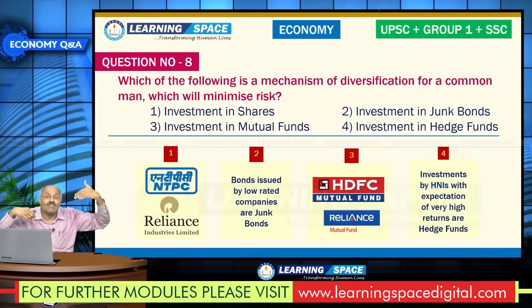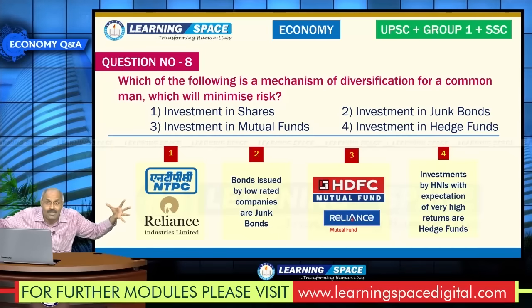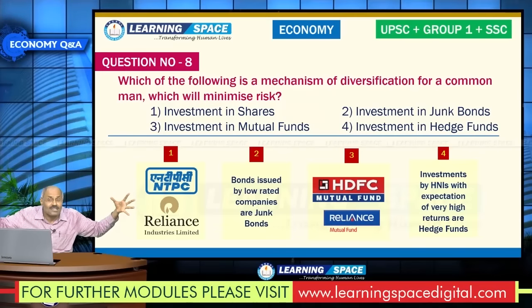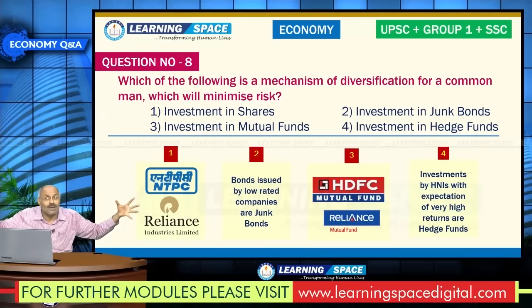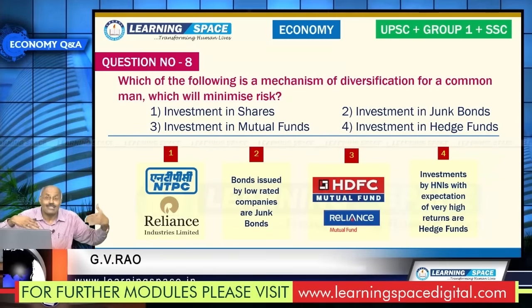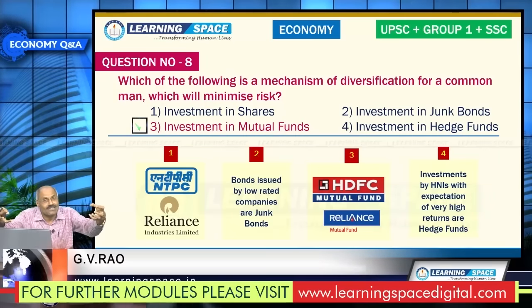And the fourth one is investment in hedge funds. Hedge funds are basically investments made by rich people with the expectation of very high returns. So this also sometimes may involve risk. In fact, hedge funds are for rich people, not for middle class people or the common man. So here the answer is, for minimizing the risk, diversification takes place when one invests in mutual funds.